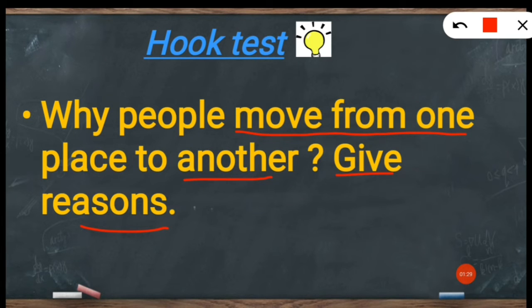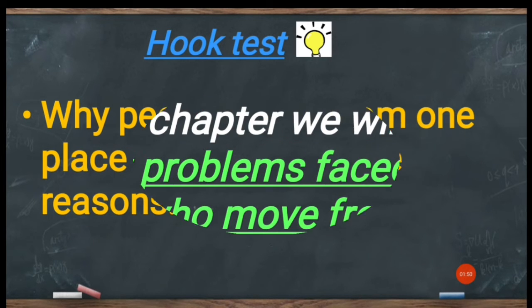So people move from one place to another in search of better jobs or better schools for their children, and some people migrate to other places during a war or a flood, or maybe due to transport. So these are the reasons why people move from one place to another. I hope it's clear to you all.